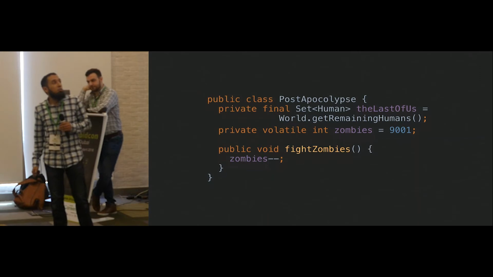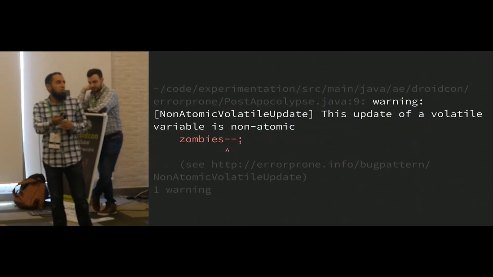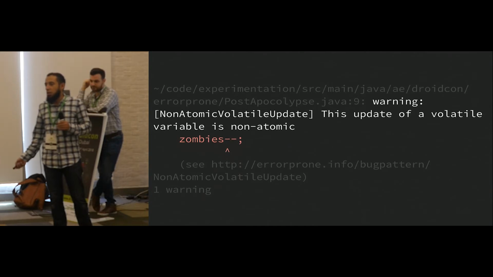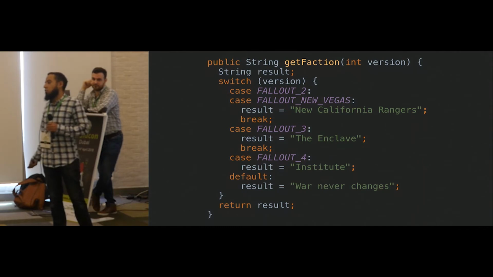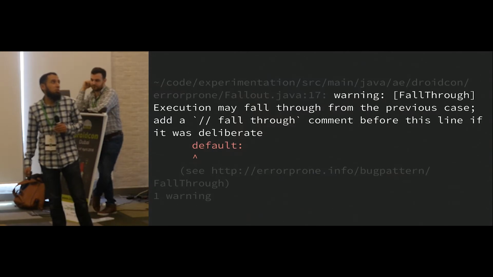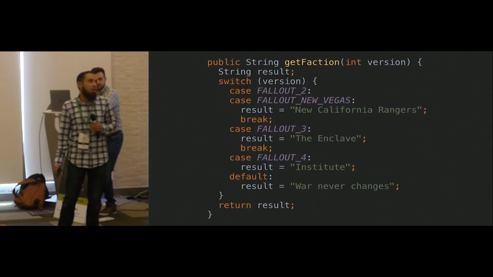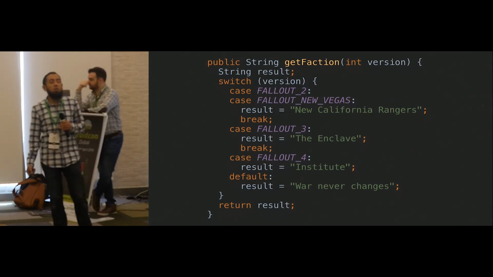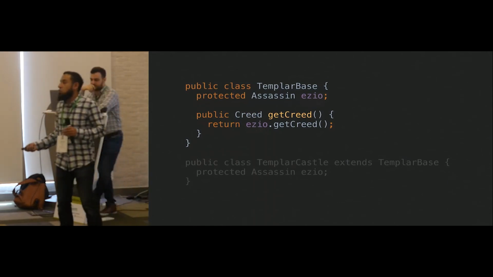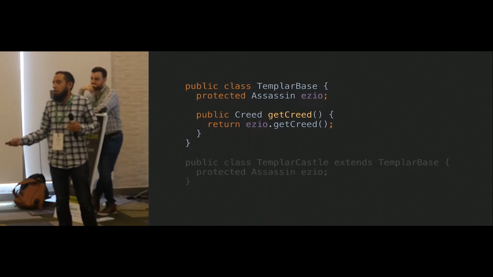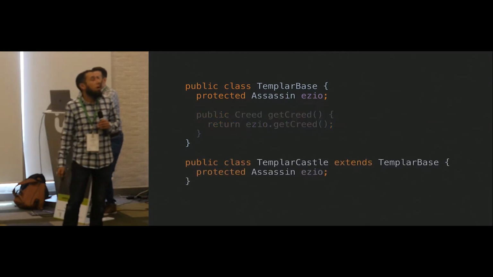Here's another example. I have a volatile variable, and I'm decrementing the volatile variable, which again looks fine, but then Error Prone will warn me that decrementing a volatile variable is non-atomic, which could have thread safety implications. Here's another case. I have a switch statement with a bunch of stuff and I'm returning a string at the end. Again, looks completely fine, but then it will tell me, did you miss a break here? Or did you really mean it? And if you mean it, you should say you meant it by adding a fall-through comment, because otherwise people don't know.